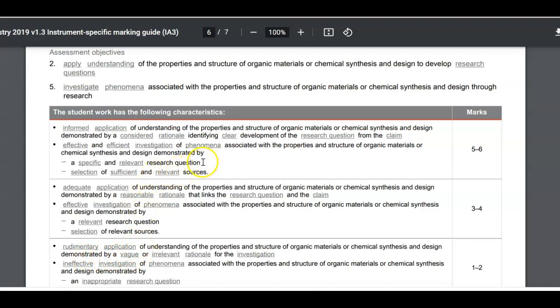I'd also be marking a specific and relevant research question, or just relevant research questions. So if you hadn't narrowed down in your research question to specific metals or specific fibres or whatever it was, you'd only get this relevant here, and you'd end up down in this grade here.